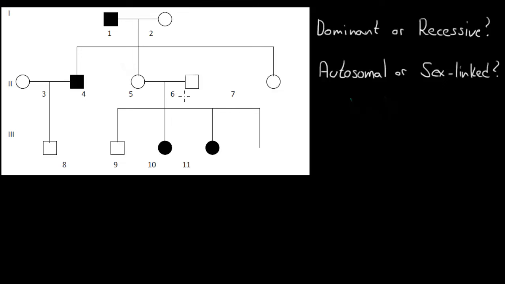In this video, we are going to explain how we can use these pedigree diagrams in order to determine if a specific condition is dominant or recessive, autosomal or sex-linked. Now, let's start with the first one. Is this dominant or recessive?